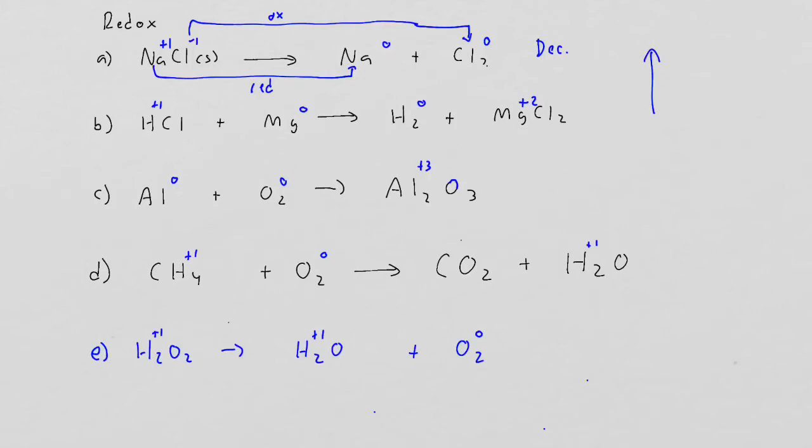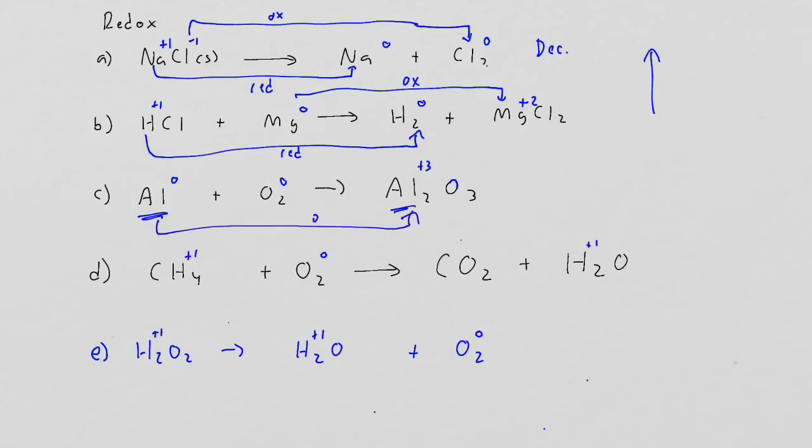HCl plus Mg, this is a single replacement reaction. The H is going from +1 to being an element by itself, so it's going from +1 down to 0. It's being reduced. The magnesium is going 0 to +2. It's going up in number. It's being oxidized. The aluminum is going from 0 to +3 because it's an element over here, but it's in a compound over here. So it's going up in number. It is being oxidized. The O2 here is going from 0 to -2, and it is being reduced.